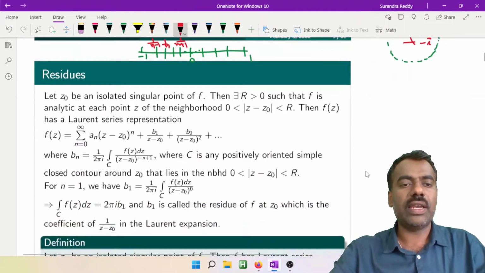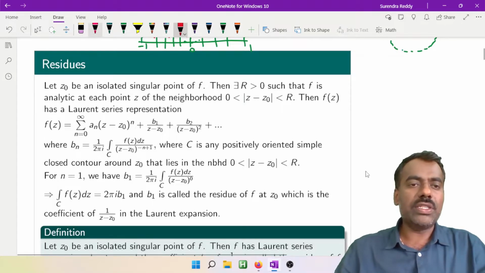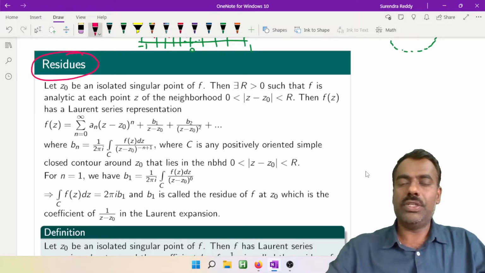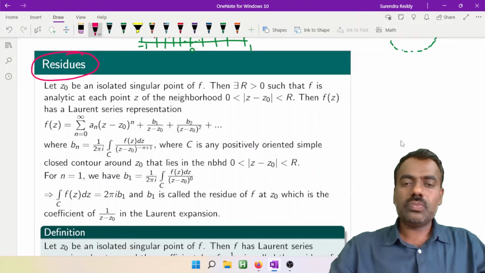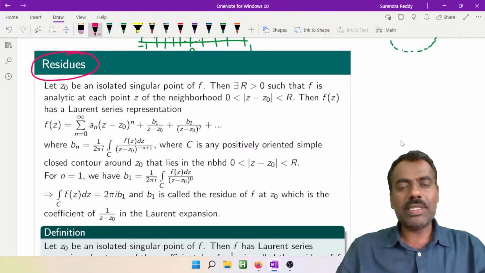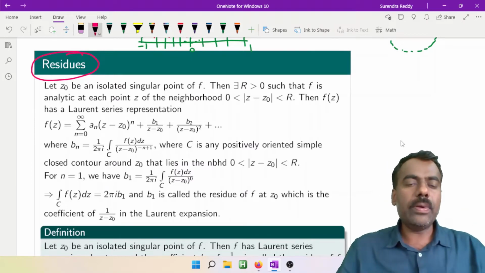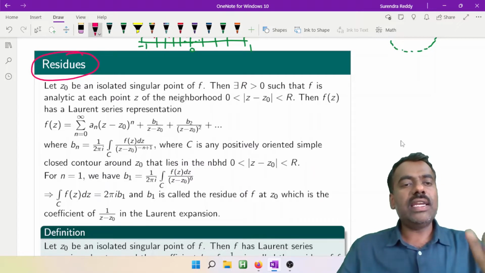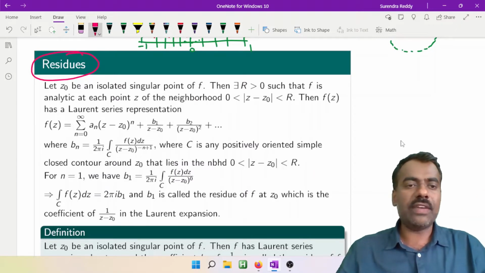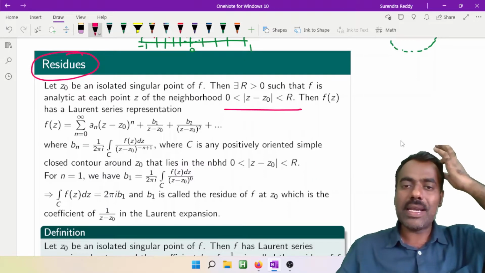Fine. Now we'll introduce the concept of what is meant by a residue. For that, take z0, which is an isolated singular point. That means we can separate it with a neighborhood where f is analytic everywhere except at z0. So there exists an R such that f is analytic at each point in the neighborhood 0 less than mod z minus z0 less than R.